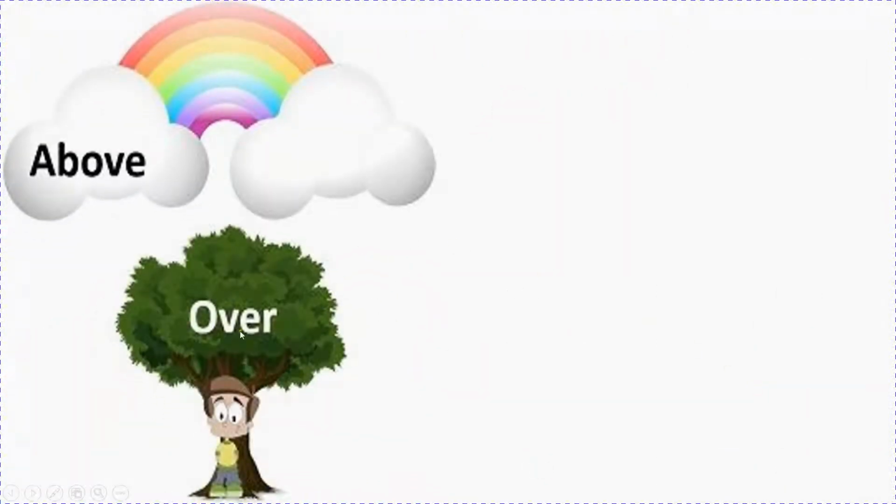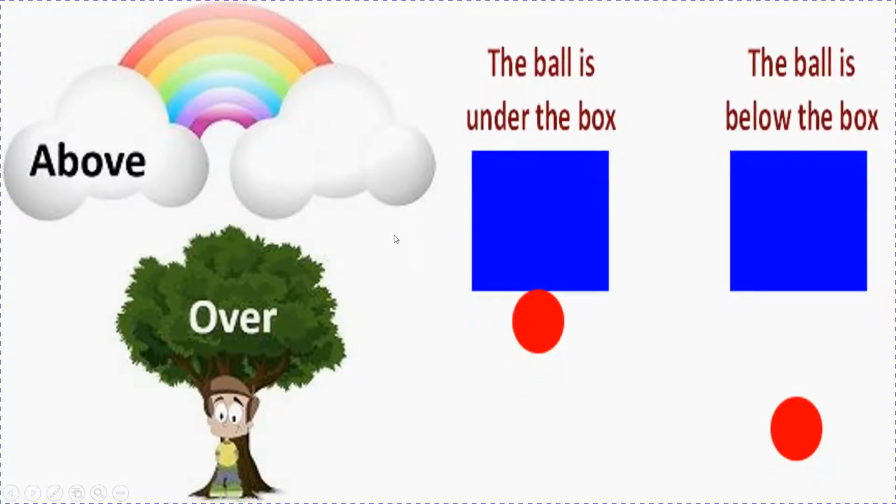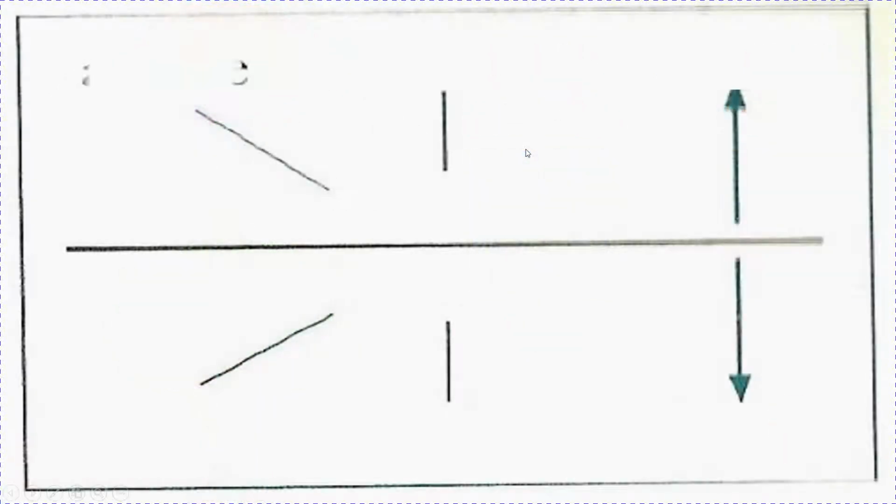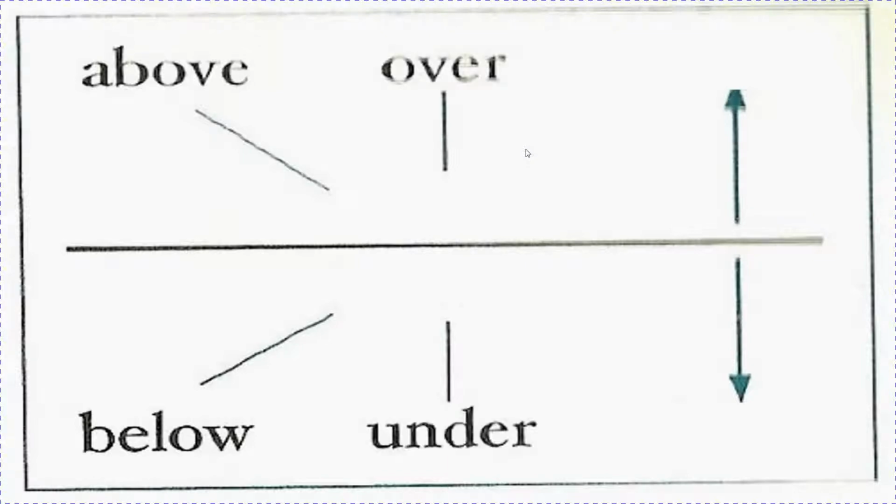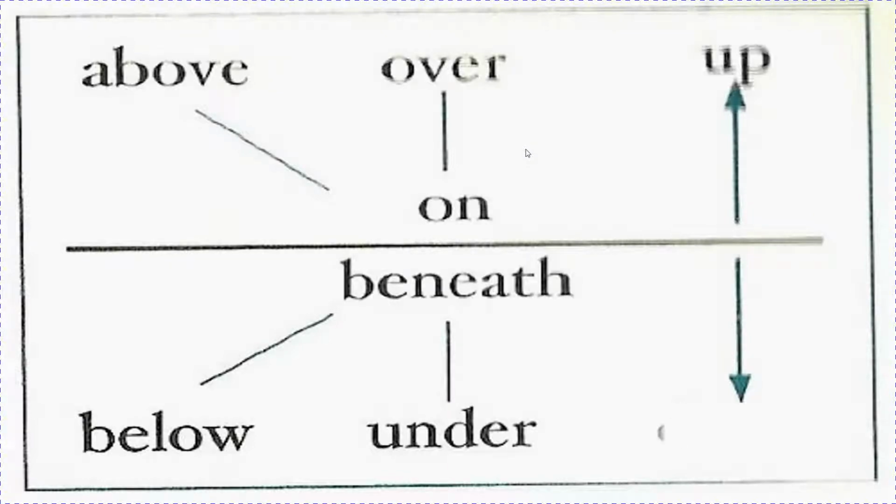Many students get confused between above and over. They are not exactly the same, children. See, over means exactly above on a higher surface. And above means it can be anywhere on the higher surface. In the same way, under and below. Under means exactly below the surface and below means anywhere at a lower level. So above will be the opposite of below and over will be the opposite of under. See here, the opposite of above is below, over is under, on is beneath, and up is down.